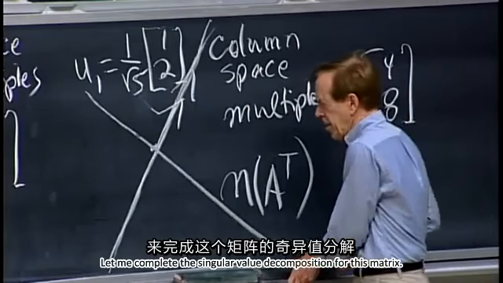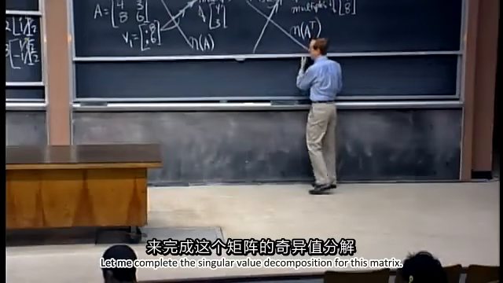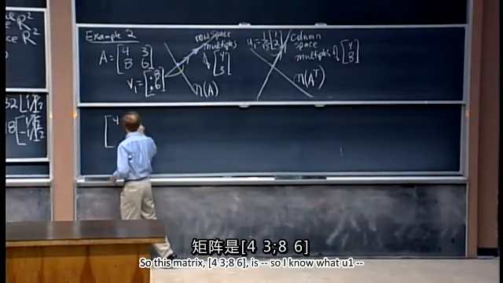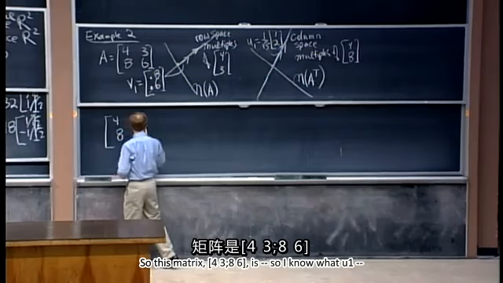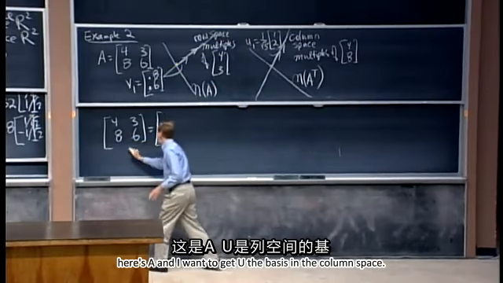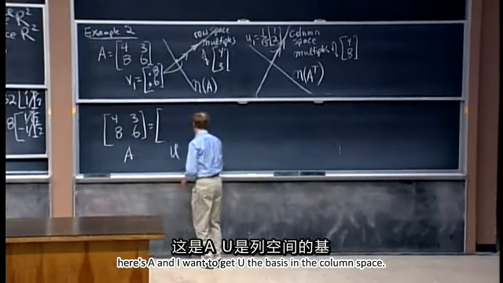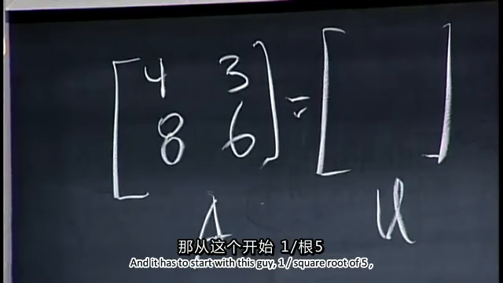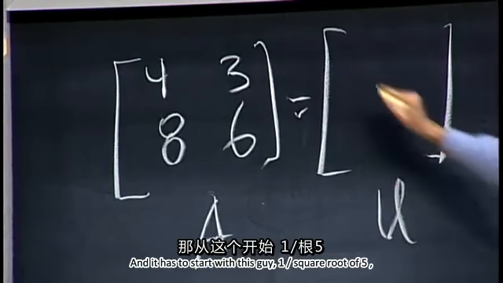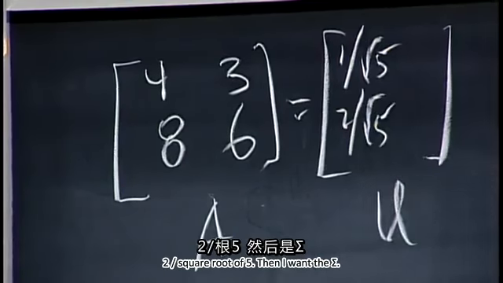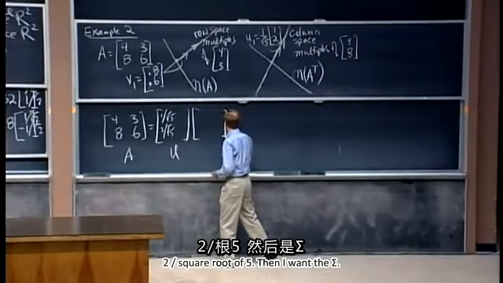Let me complete the singular value decomposition for this matrix. So this matrix, 4, 3, 8, 6. Here's A, and I want to get U, the basis in the column space, and it has to start with this guy, 1 over square root of 5, 2 over square root of 5. Then I want the sigma.